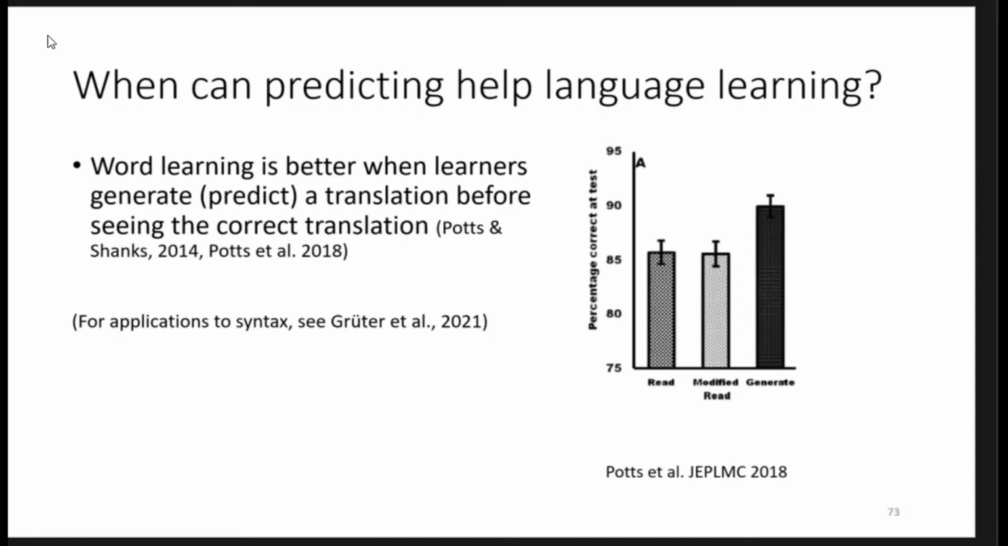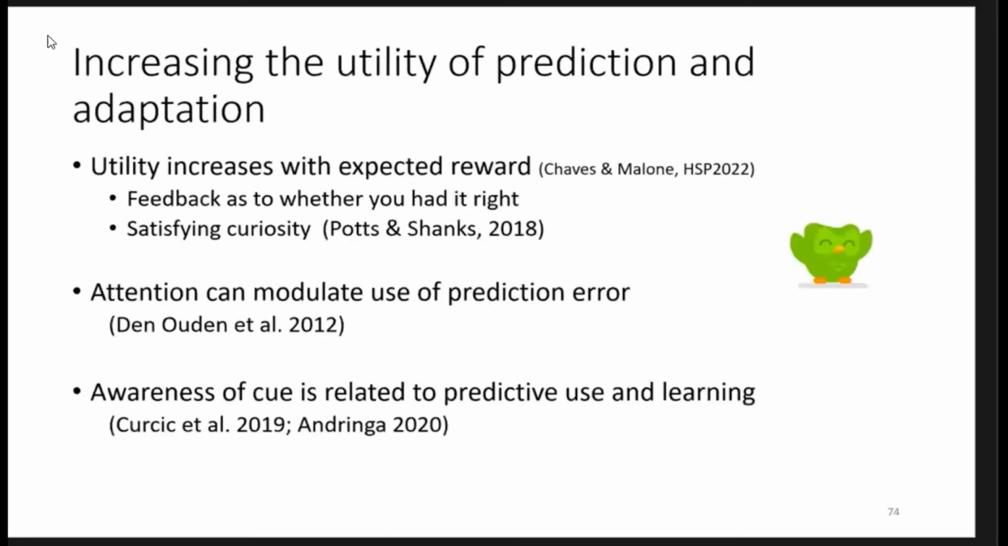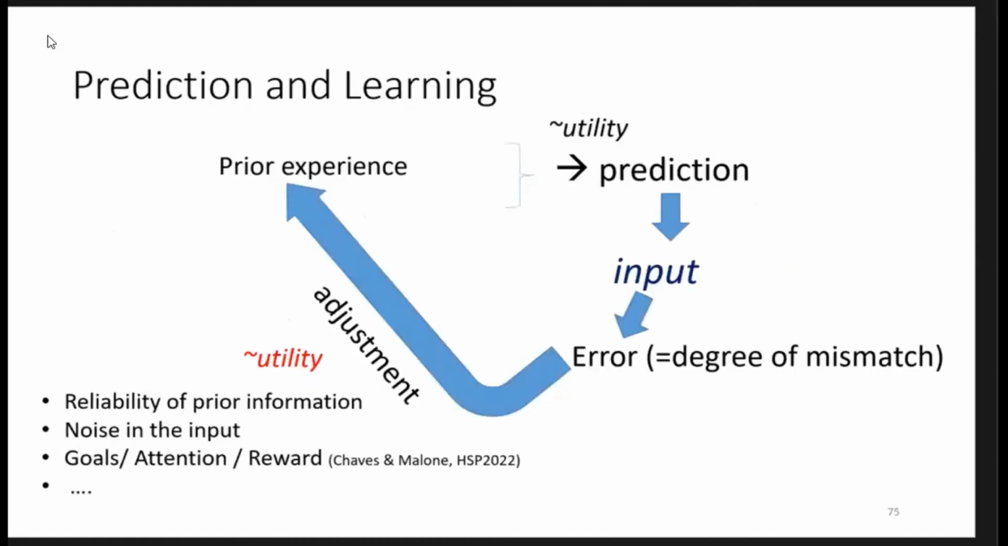But anyway, the finding is that if you actively generate, then get the feedback, you learn better, at least in vocabulary, but there's also some indication that it works for syntax as well. Okay, so things like active prediction is related to attention, is related to awareness. That might increase the utility of prediction, and that might indeed lead to more adaptation and more learning. But of course, much more research is needed there.